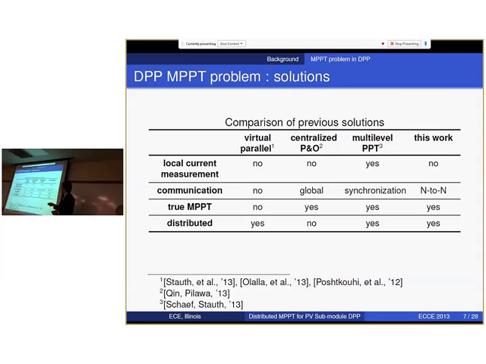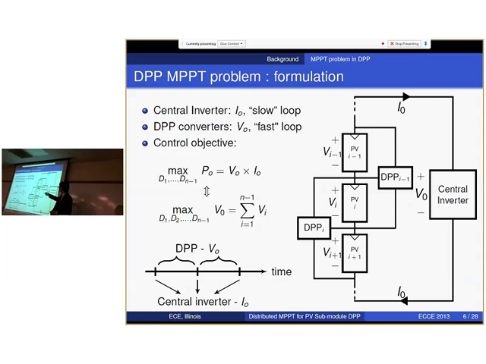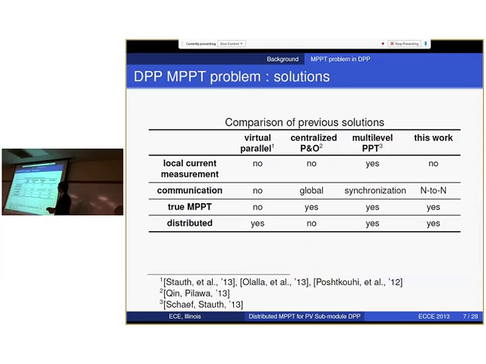And the first one is equalizing the voltage of all PV modules, which is also known as virtual parallel operation. This is actually running the converters in open loop without any control. So despite the fact that it does not really require any communication or any local current measurement, it's actually not performing true maximum power point tracking, but only an approximation. So it's not the ideal solution.